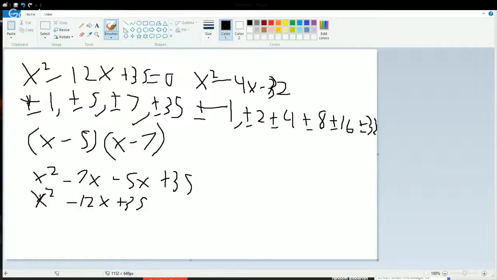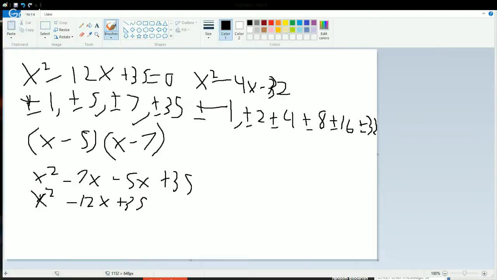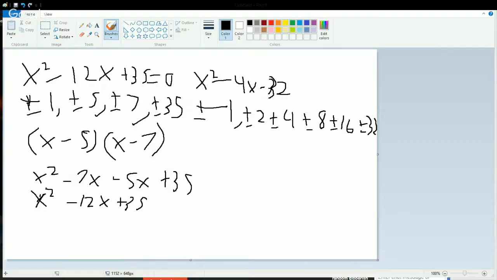So now we bump to 4. 4 squared minus 4 times 4. Okay, that actually goes to 0. So we're looking for minus 4 on this one.